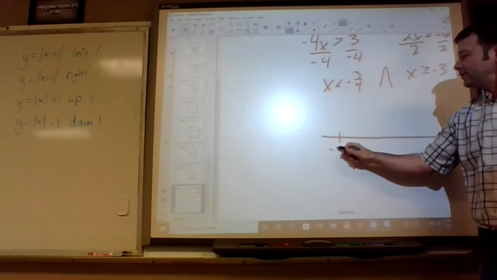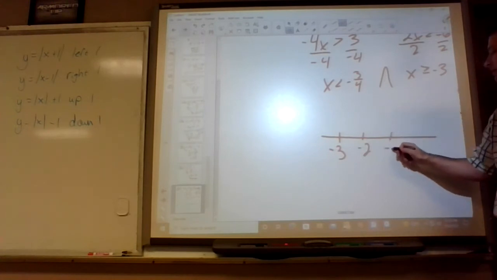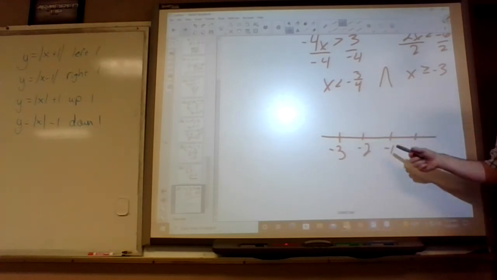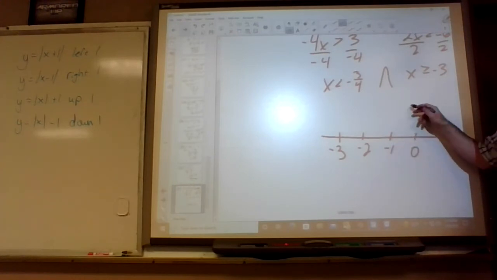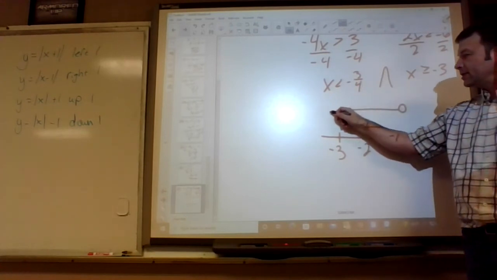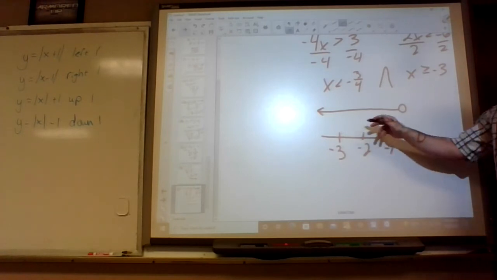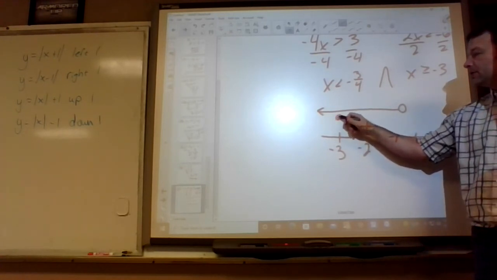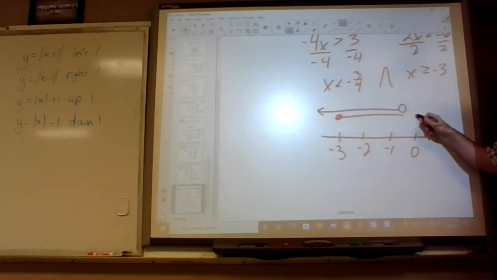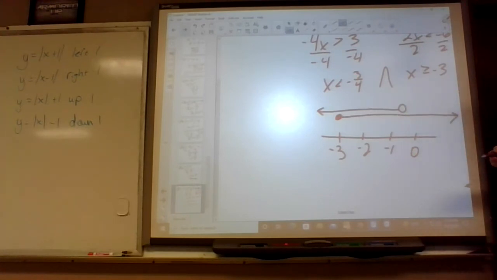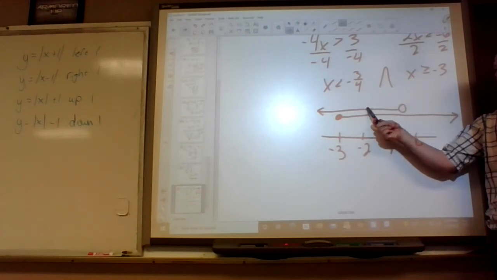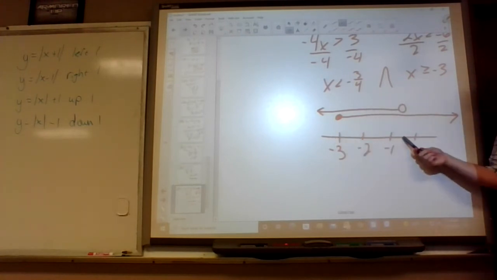It goes to negative 3, negative 2, negative 1, 0. Negative 3/4 would be about right here, between 0 and negative 1. So less than negative 3/4 would be all the numbers to the left of negative 3/4. And greater than or equal to negative 3 would be all these numbers greater than or equal to negative 3. Now, if it's an and, this is not my answer, by the way. This is just me trying to figure stuff out. My answer is going to go down on the line.